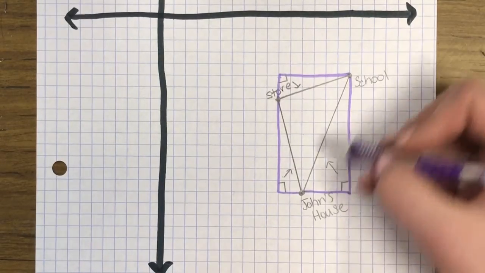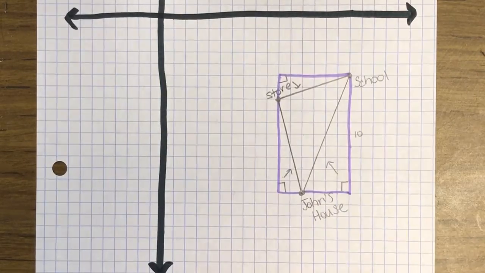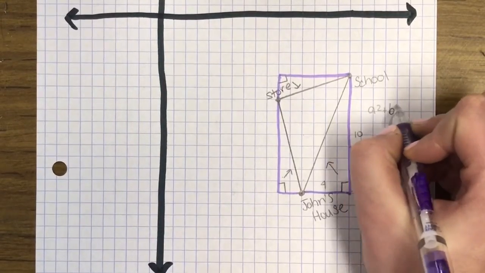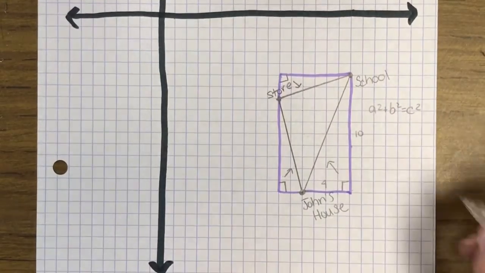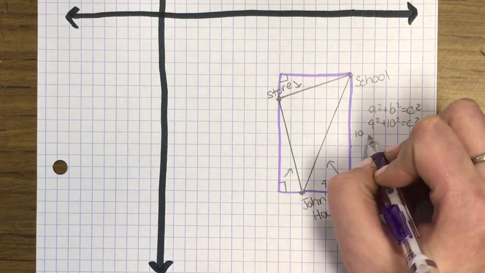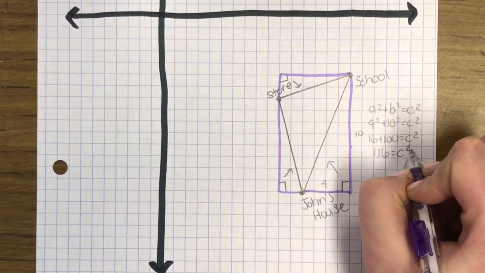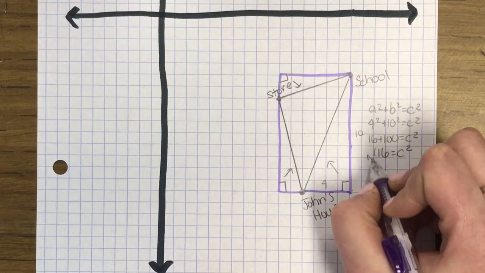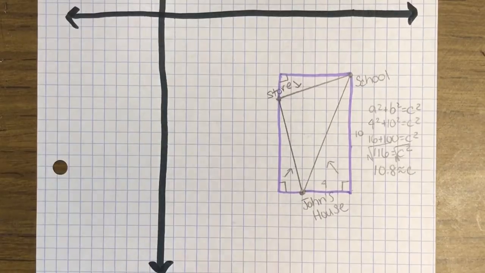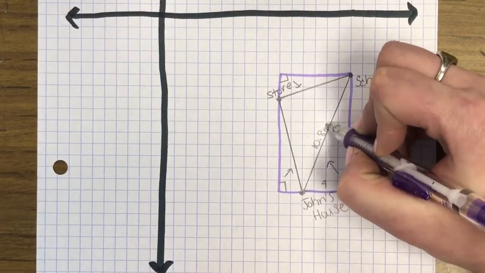Alright, I'm going to start with this side so I can figure out his first length, from his house to his school. I know the height of this triangle is 10, and the base of this triangle is 4. Since I'm solving for the hypotenuse, I'm solving for c. So I have 4 squared plus 10 squared equals c squared, which is 16 plus 100, which is 116. Since that's what c squared is, I need to square root it to find c, and I get about 10.8. So the distance from his house to the school is about 10.8 miles.